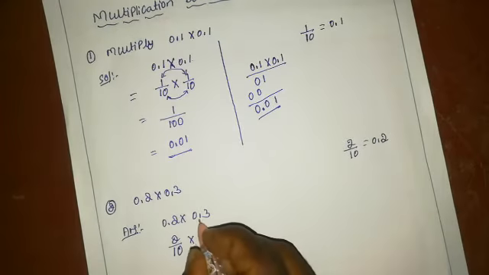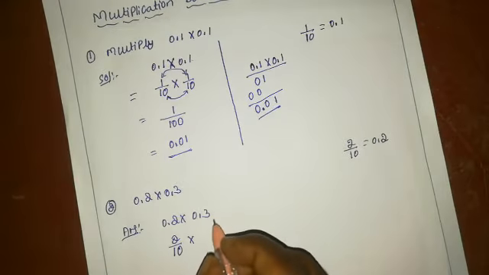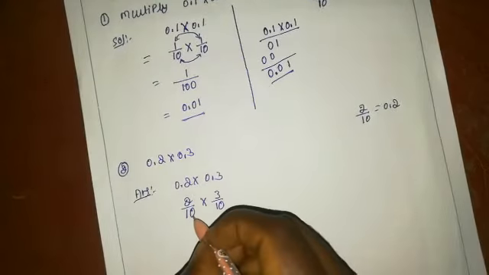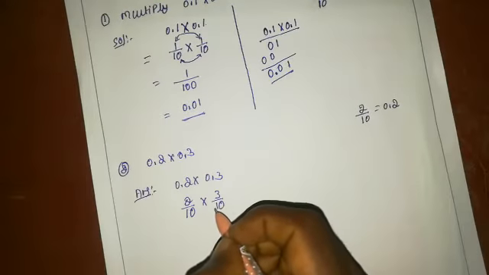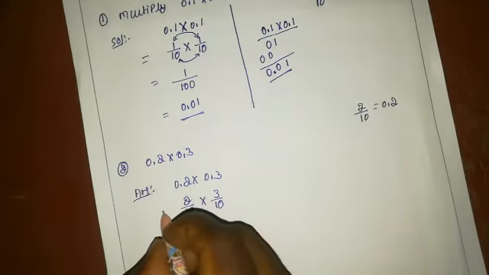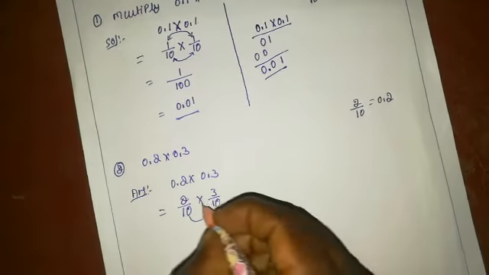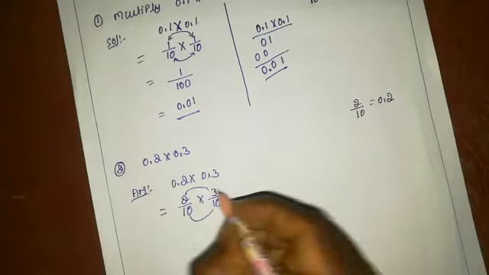Okay, and here 0.3, we can write it as 3 divided by 10. Now 2 by 10 and 3 by 10, both are fractions. And then we know how to multiply the fractions: multiplying the denominators and multiplying the numerators.